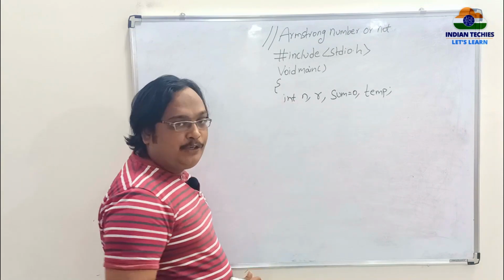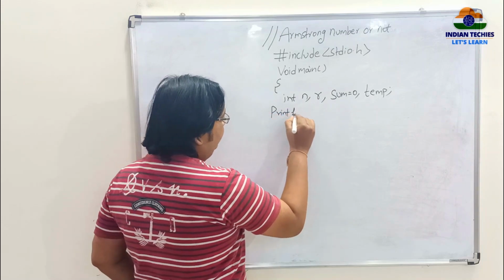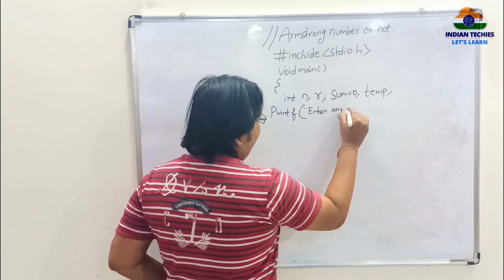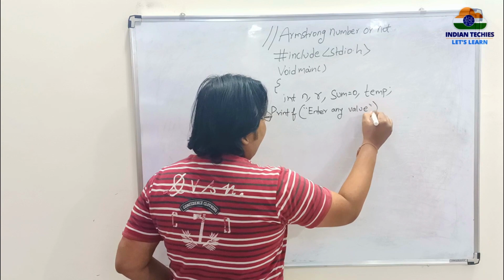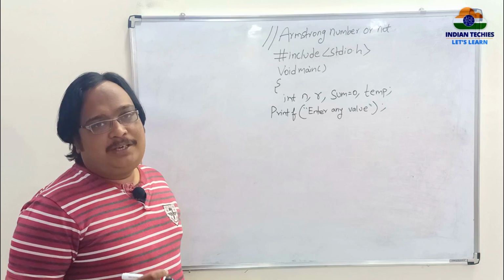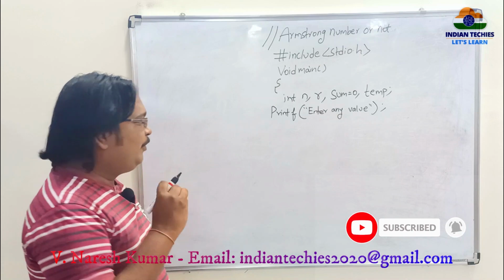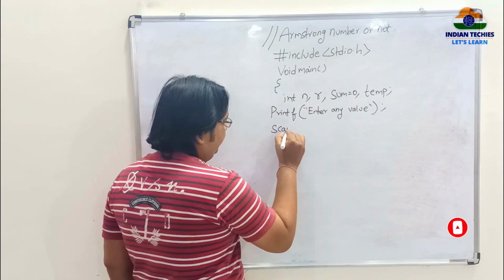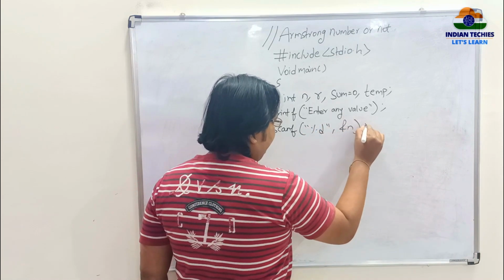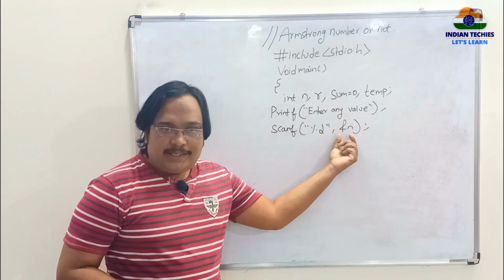First, take input from the user. That is printf, "enter any value". So the user has to give any input number which will help to find whether the given number is an Armstrong number or not. We have to calculate it. So you have to take input from the user. That is scanf("%d", &n).